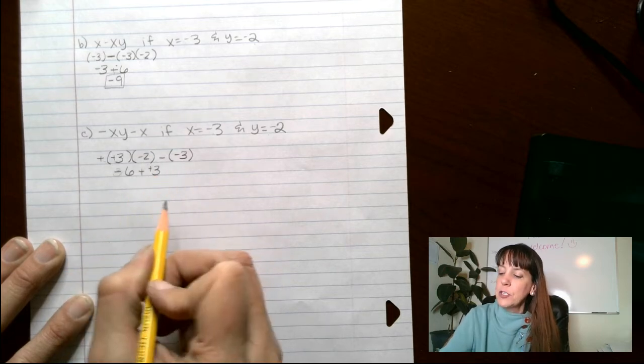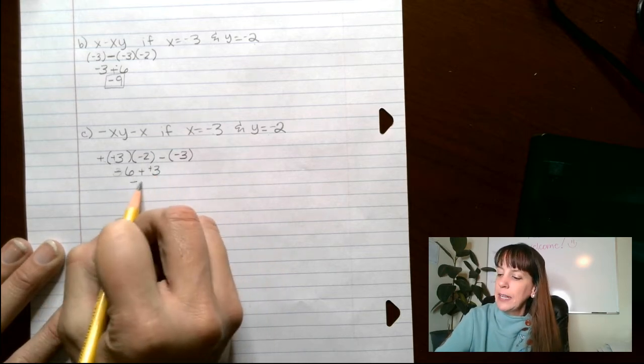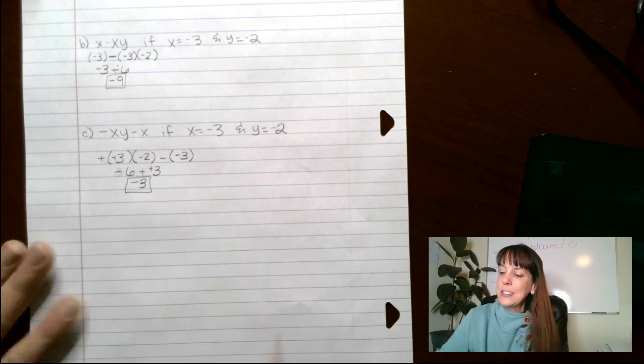Add the opposite. Which team is larger? Our negative team by how many? By 3. That is your answer, my dear.